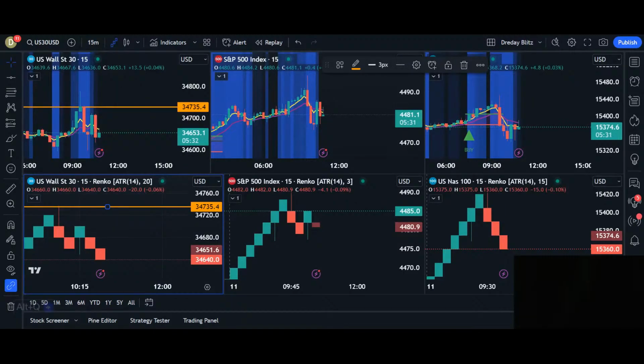Right. So now we still have a little bit of consolidation on the US 30. But if you were still in that sell signal from 10:15, you should still be in that trade, if you put your stop loss where I put my white line, horizontal line, sorry. Same thing for S&P 500, still consolidating, and same thing for Nasdaq 100.